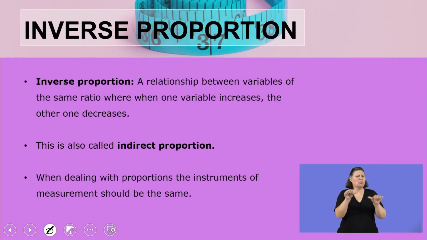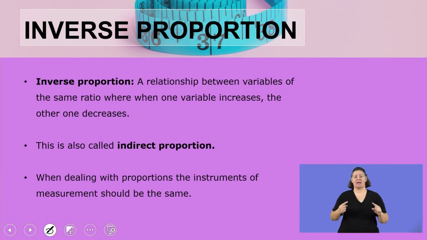What is inverse proportion? Inverse proportion is a relationship between two variables whereby when one variable increases, the other one decreases, and when one variable decreases, the other one increases. So in a nutshell, what's happening to one variable, the opposite is happening to the other variable it is compared with. This is called the indirect proportion, or it can be called the inverse proportion.